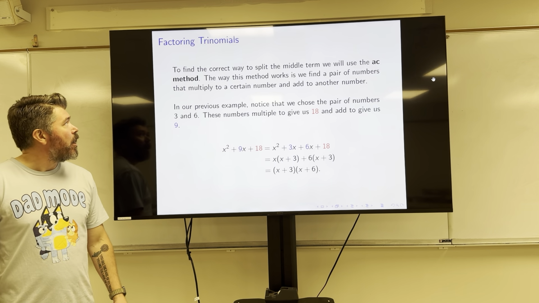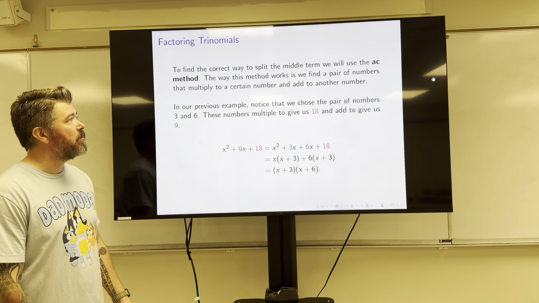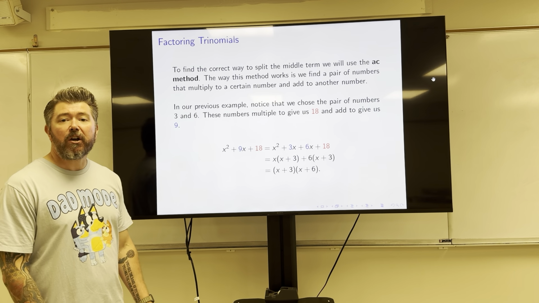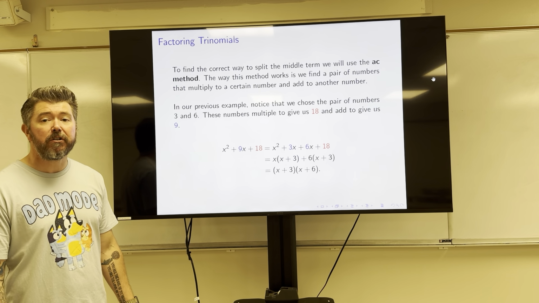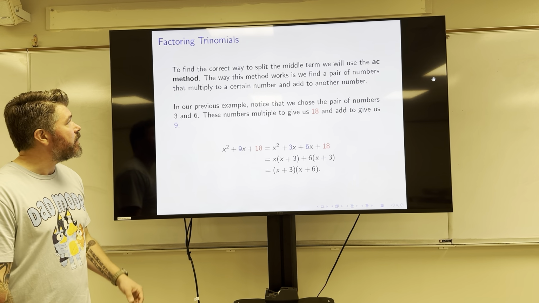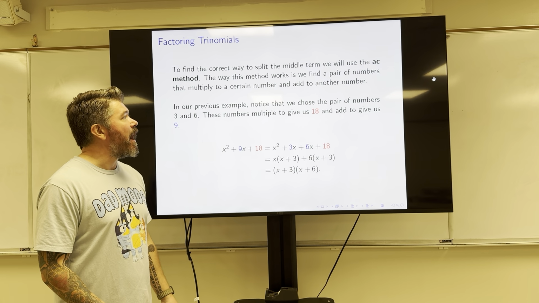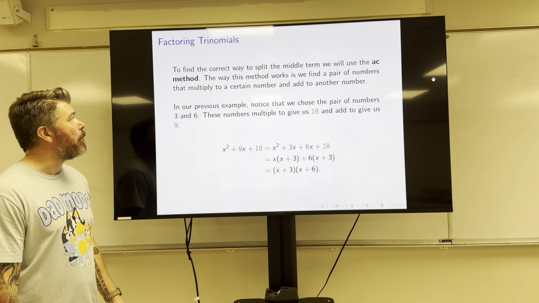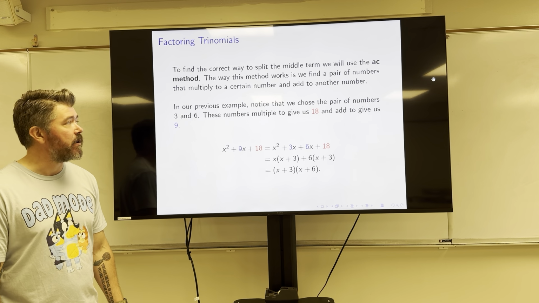Okay, so to find the correct way to split the middle term, we will use what we call the AC method. If you Google this or put this in YouTube, there's tons of material on what's called the AC method. The way this method works is we find a pair of numbers that multiply to a certain number and add to another number.